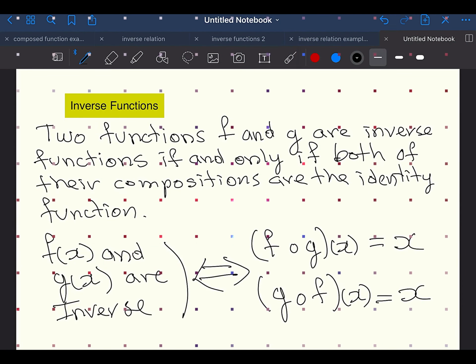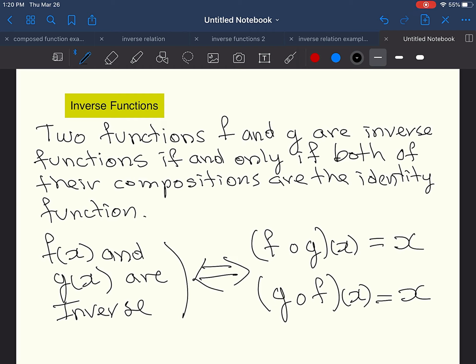Hey, in this class, I will be talking about how to prove that two functions are inverse. Now you will see the definition used to prove that two functions are inverse. Two functions f and g are inverse functions if and only if both of the compositions are the identity function. The identity function is x.